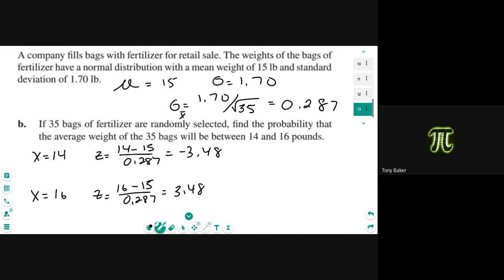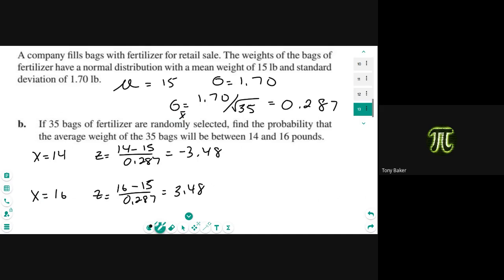So you have to figure out what process you're going to use. There are going to be multiple problems that look like these exact same problem. The only difference is it says 35 bags instead of 1. And you have to realize, okay, now I'm looking at a sample, not just individuals, so I have to divide by the square root of the 35.